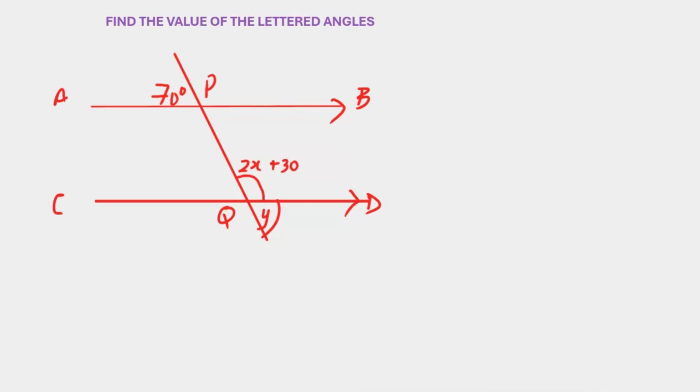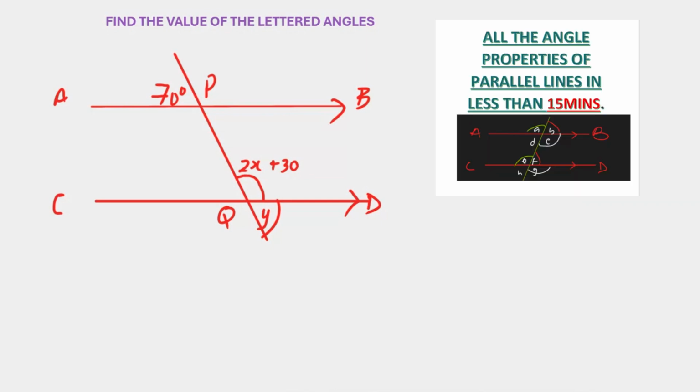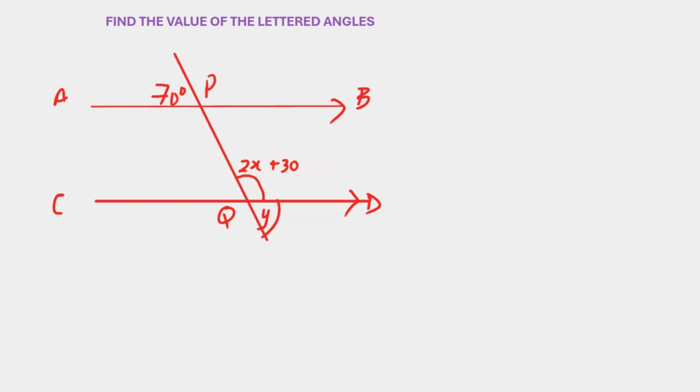In today's lesson, we're going to use the angle properties of parallel lines to answer questions. In our previous video, I discussed with you how to figure out the angle properties of parallel lines. We talked of corresponding angles, vertically opposite angles, angles at a point, consecutive interior angles, and many more. So you can go and watch that video before you come to this one.